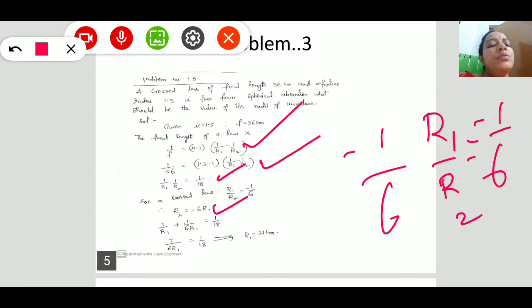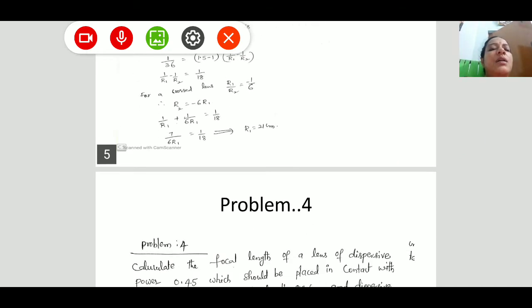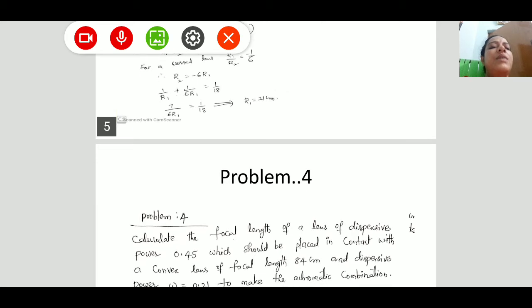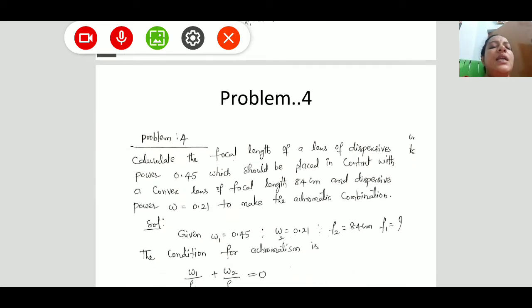Substituting this r2 value in 1 by r1 minus 1 by r2 is equal to 1 by 18, we get 1 by r1 plus 1 by 6r1 is equal to 1 by 18. Taking the LCM, 7 by 6r1 is equal to 1 by 18. So r1 is equal to 21 centimeters. Next step, r2 we can calculate. That is 6r1. By substituting this r1 we can calculate.